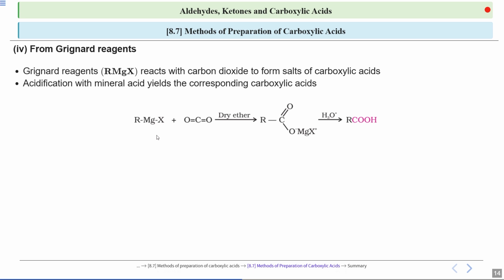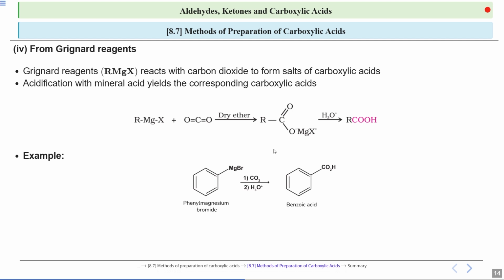So when you use Grignard reagent and CO2 in the presence of dry ether, you will get a salt of carboxylic acid, that is RCOO-MgX. That is, the MgX group gets attached to this oxygen and the R group gets attached to this carbon. Further acidification gives you the corresponding carboxylic acid. If you look at this example, you have phenyl magnesium bromide. When you treat it with CO2 and further do the acidification, finally you get your product as benzoic acid. So the intermediate involved is a salt of carboxylic acid.